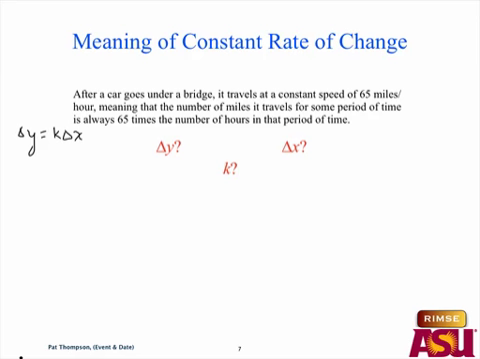Okay, someone in the back two rows. What did you come up with for delta y? What do you think delta y is? Delta y is the number of miles traveled. So she's saying that delta y is this. She wants that to be delta y. What do we think? Agree? Something else? Okay, so we're saying this.